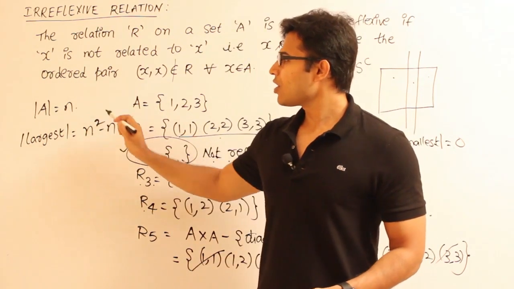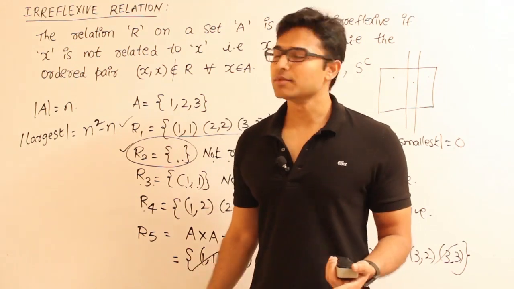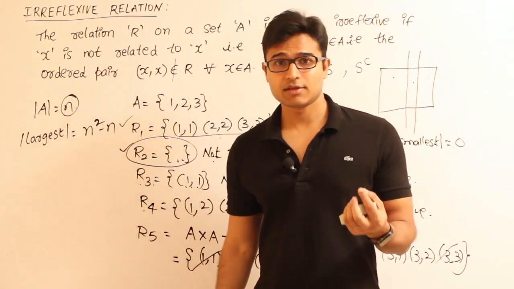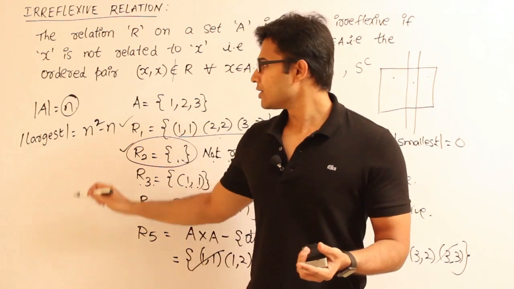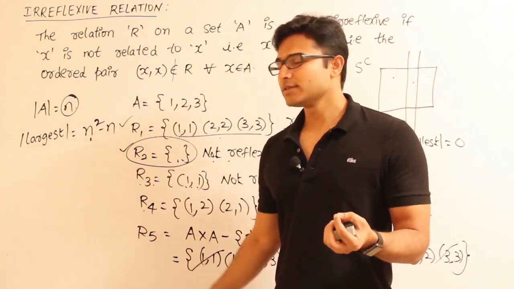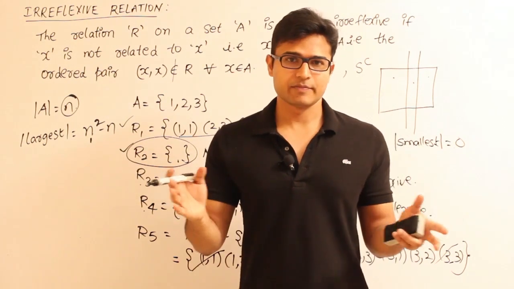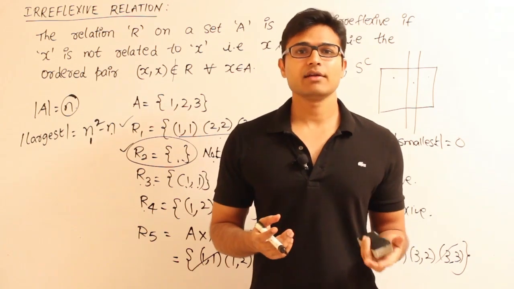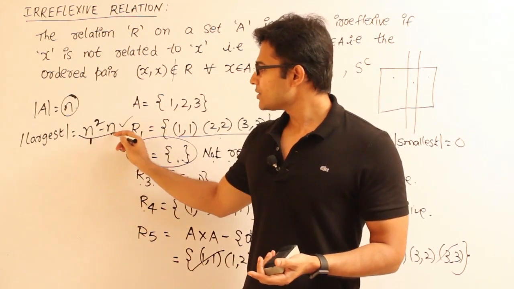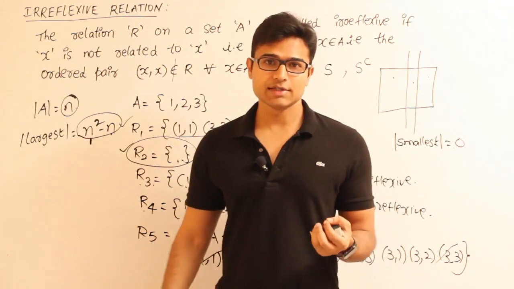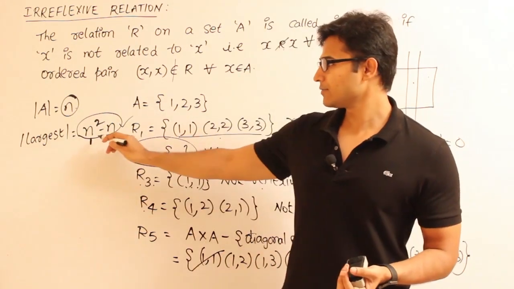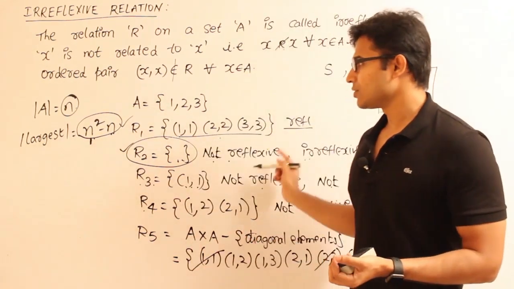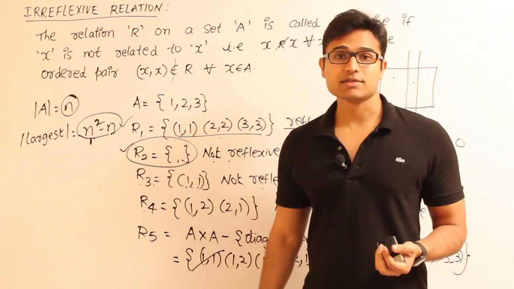Because the set of all possible ordered pairs is going to be n square, isn't it? If A contains n elements, then how many elements will be present in A cross A? It is going to be n square, and from all these n square elements, or from this set A cross A, you just remove the diagonal elements. How many diagonal elements will be there? n elements. Therefore the largest relation which is irreflexive will contain n square minus n elements. Got it? The smallest one contains 0 elements and the largest one contains n square minus n elements.